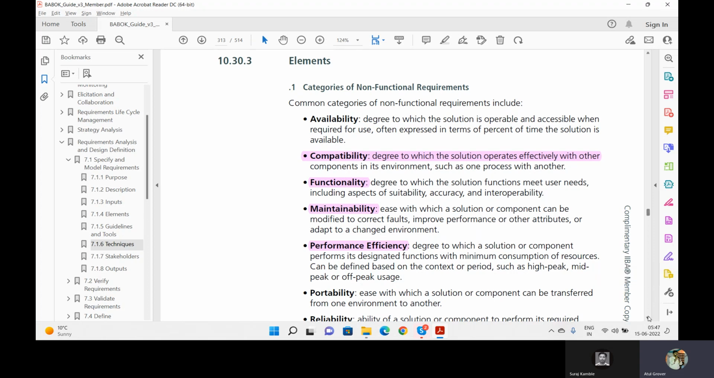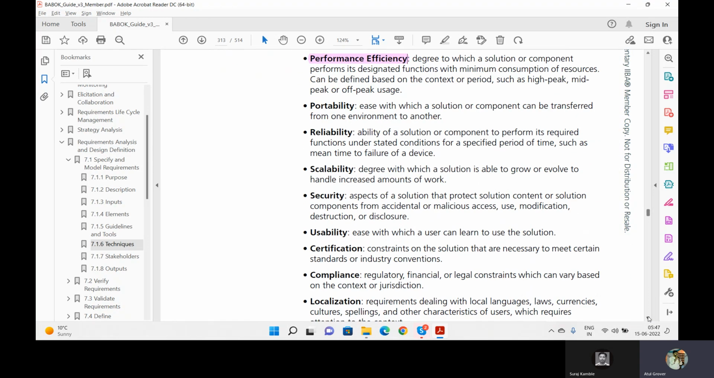Portability. So it means if I say there's a lot of parameters, if you say portability, reliability, scalability, secure होना चाहिए, usability होना चाहिए, certified होना चाहिए, compliance होना चाहिए, localized होना चाहिए. It means there are multiple parameters which make your non-functional requirement important to support your functional requirement.